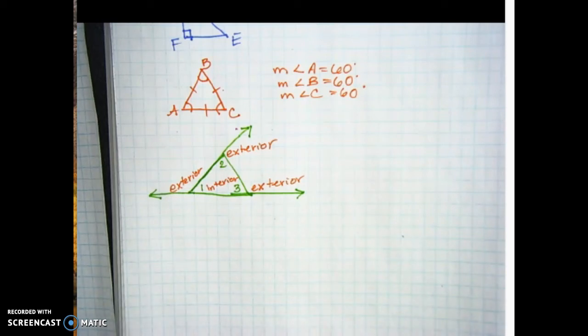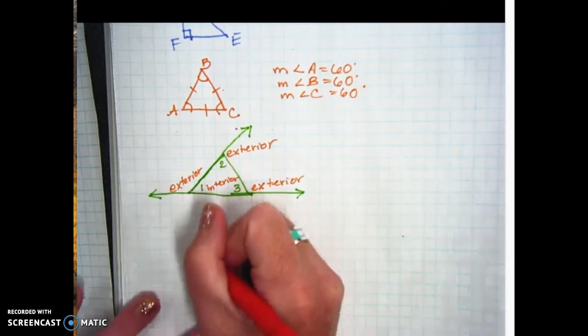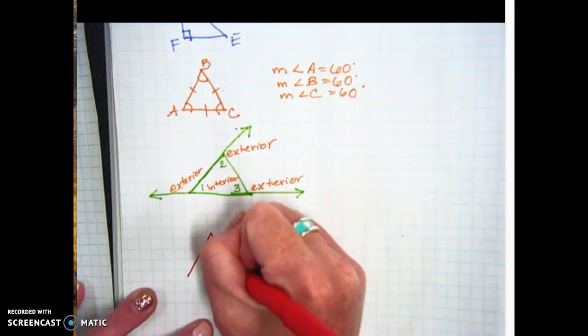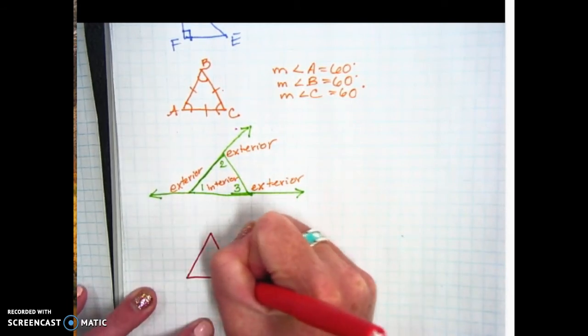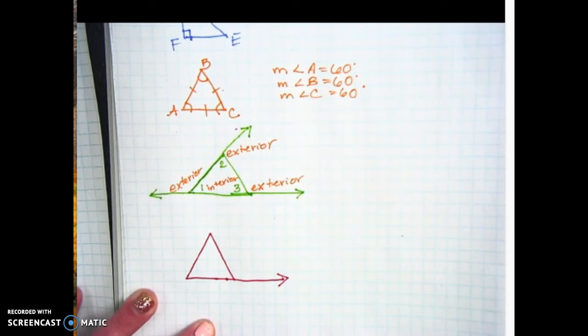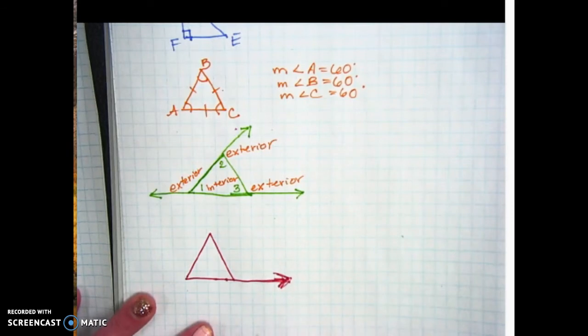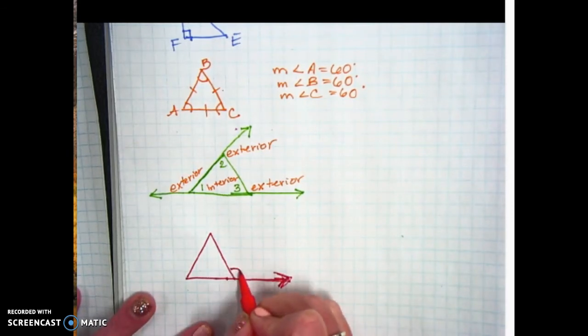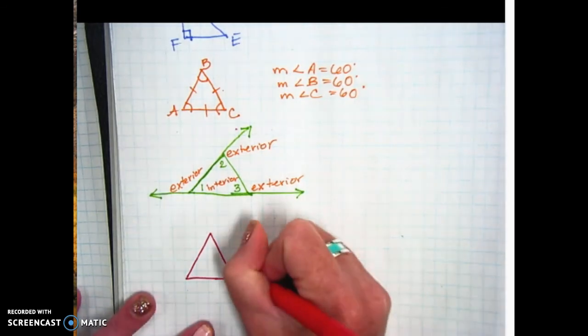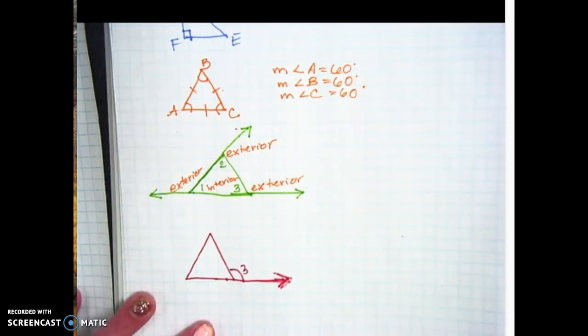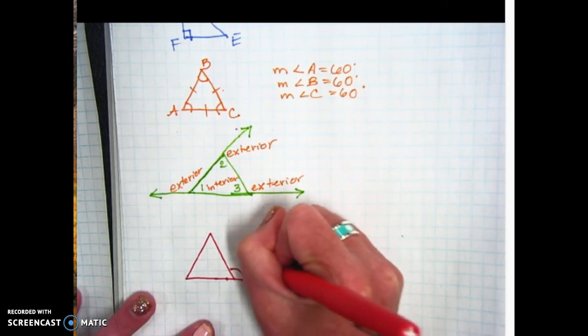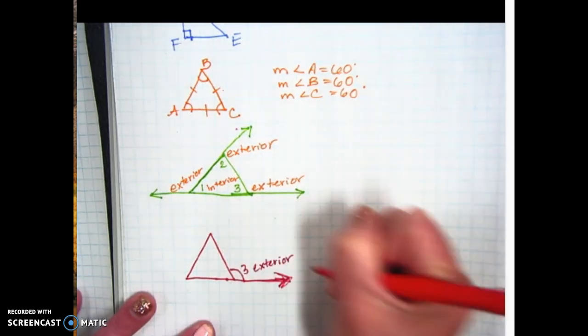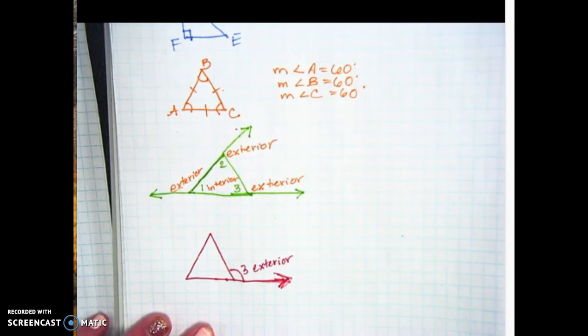The next box says the remote interior angles theorem. Okay, so we're going to draw another triangle. We're going to draw a lot of triangles this chapter. And we're going to extend this bottom side out in this direction, which creates this angle outside. Is that an interior or exterior? Exterior. This is your exterior angle. Okay.